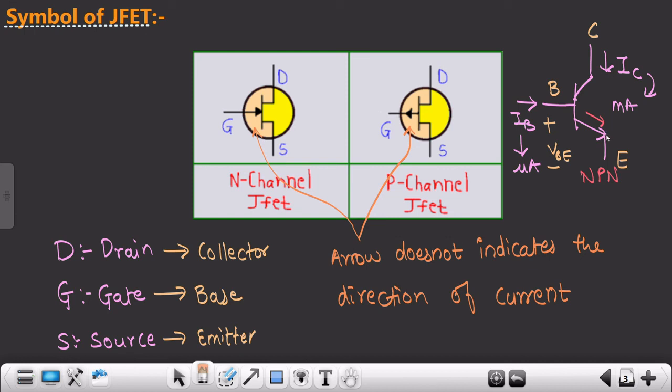In case of BJT, this arrow indicates that the current is moving in this particular direction, right? But in case of JFET, this arrow does not reflect the direction of the current. Okay, rather it reflects something different. So that's why I had intentionally pointed out over here that the arrow does not indicate the direction of current, rather it represents something different which we are going to see in the upcoming session.